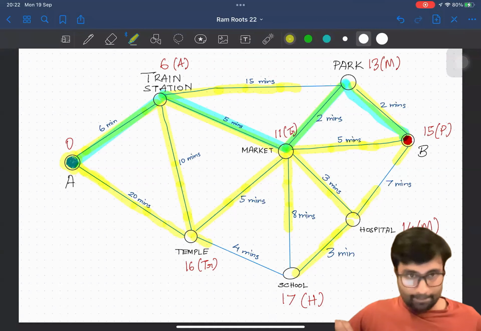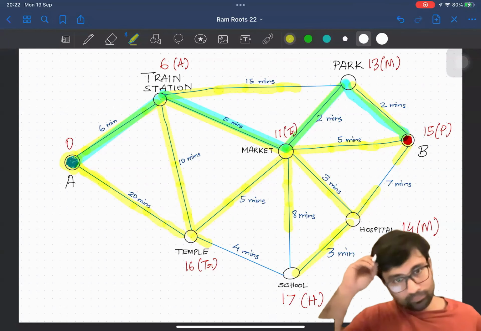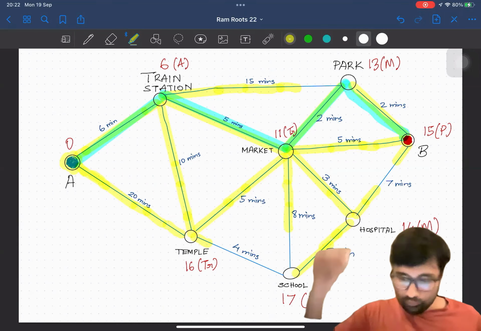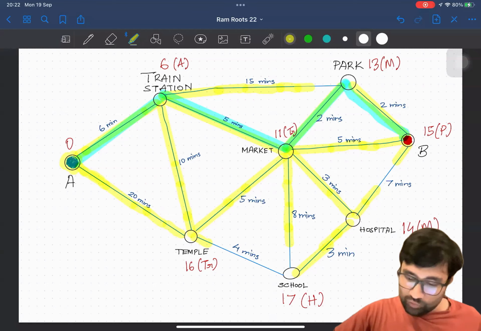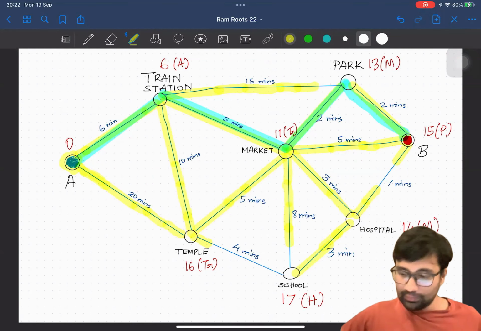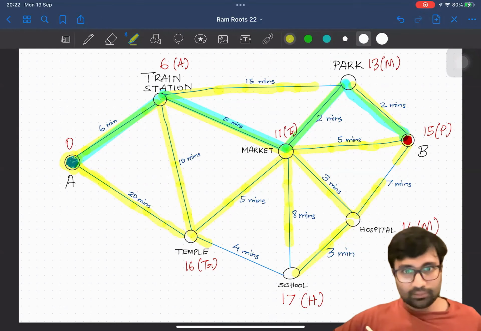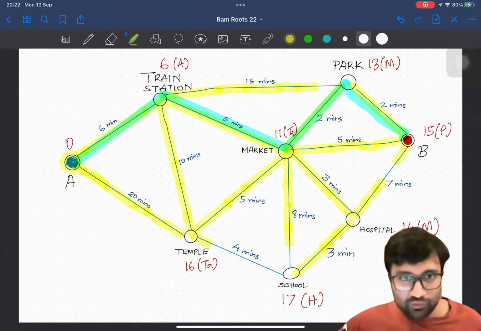Sir, the fire from the market to the school will also spread a little. Yes. And train station to park will also spread a little. And sir, the fire from hospital to B point. Yeah, that will also spread a little. Correct. So I have only drawn a little, so maybe it's not so visible to you.